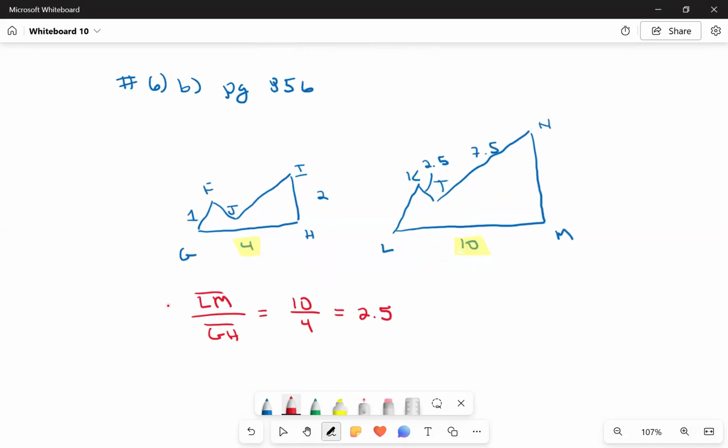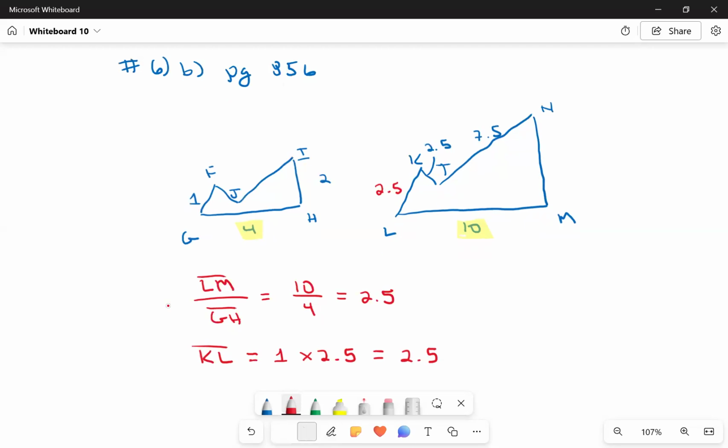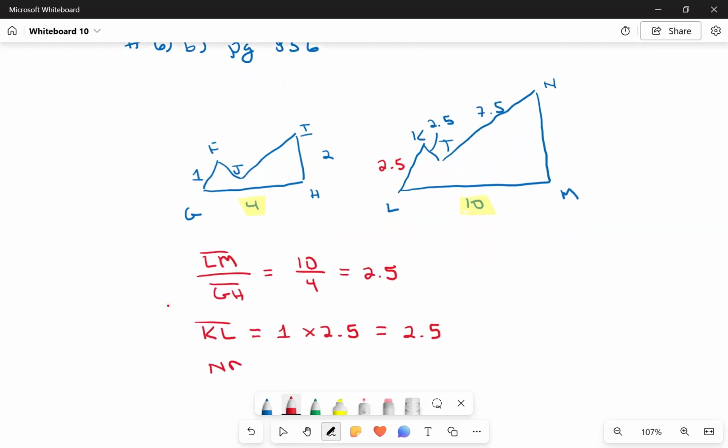Actually, let's find KL real quick. KL equals, from the smaller side, it's a 1, which I'm going to multiply by the scale factor of 2.5, or the ratio of 2.5. So this missing side right here is 2.5. Let's do that again for NM. That one on the smaller one is 2, and when I multiply 2 by 2.5, I get 5. So that is this side here.